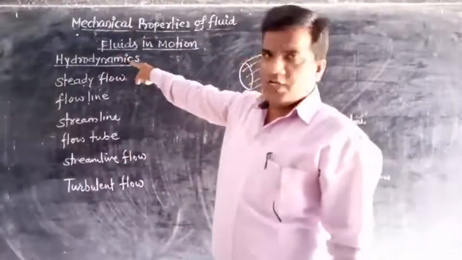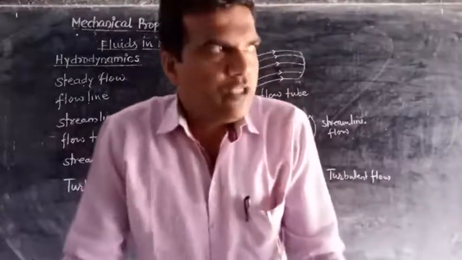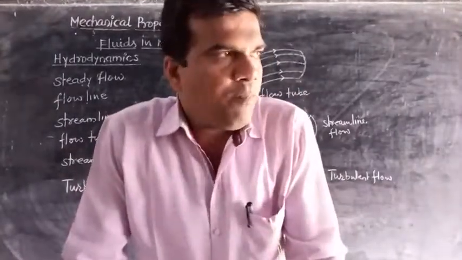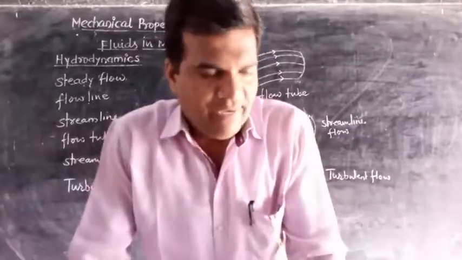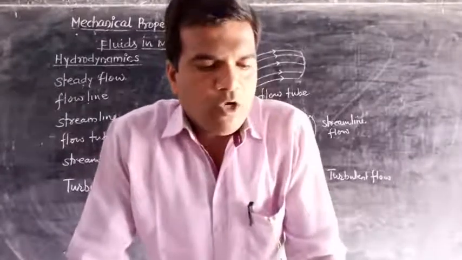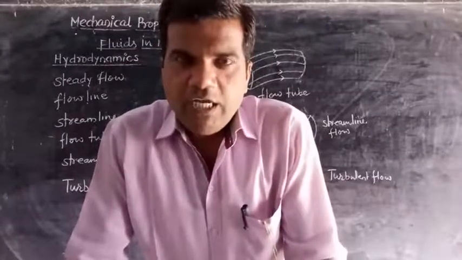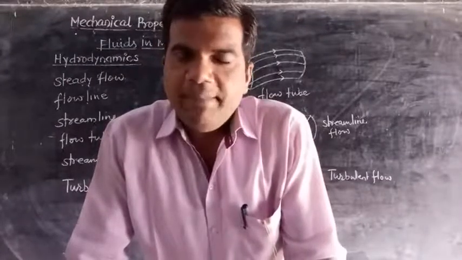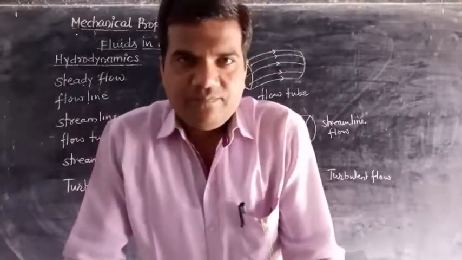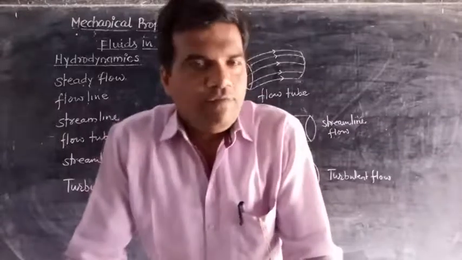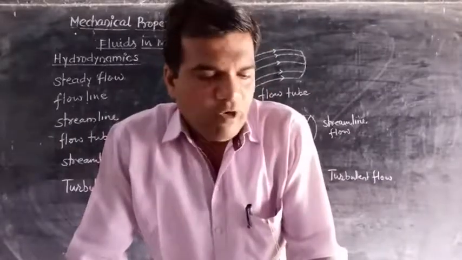So the first definition is hydrodynamics. What is hydrodynamics? The branch of physics which deals with the study of properties of fluids in motion is called hydrodynamics. The study of motion of real fluid is very complicated, because we cannot measure the velocities, direction, or path of the motion or flow of fluid, and therefore the study of motion of real fluid is very complicated.